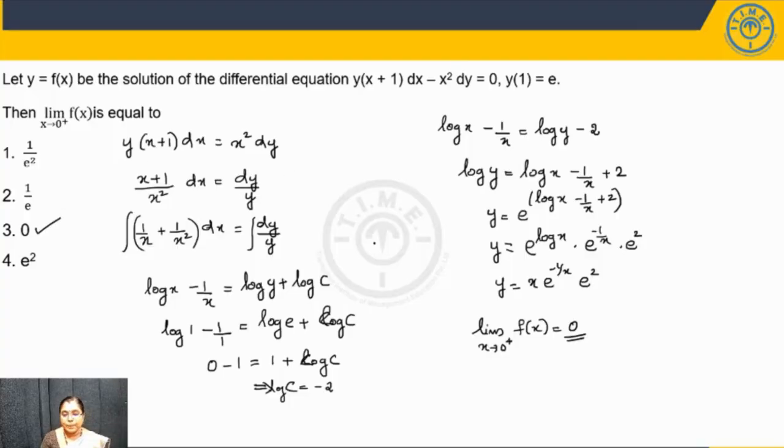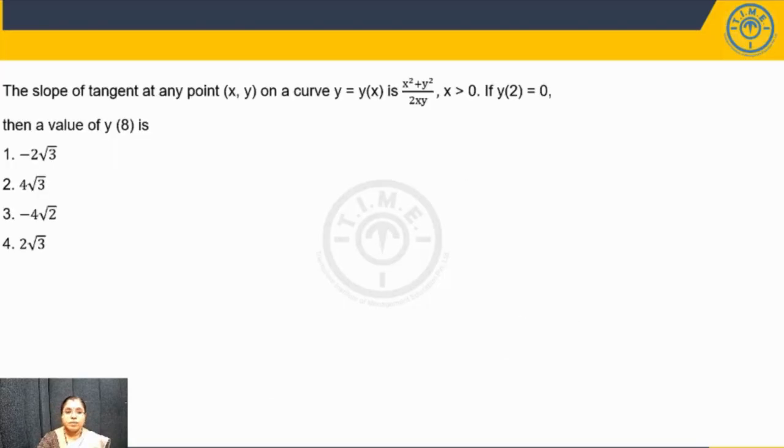I hope it's clear. Now let's work out the next question. The slope of the tangent at any point (x, y) on a curve y equal to y of x is (x square plus y square) by 2xy, where x is greater than 0. Also we are given that y of 2 equal to 0 and we have to find the value of y of 8.